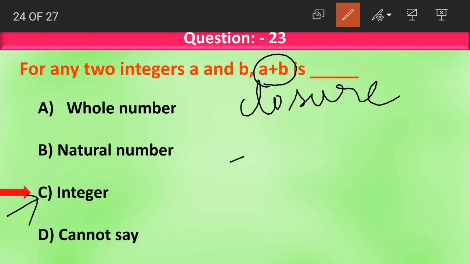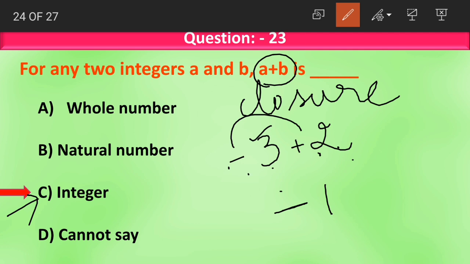How can we prove this? Let us take two integers, say minus 3 and plus 2. When we add these two, what will we get? We will get the answer as minus 1. How? One is positive and the other is negative, so we subtract both the terms. 3 minus 2 is equal to 1. 3 is the higher absolute value number, which is negative, so the answer is negative.